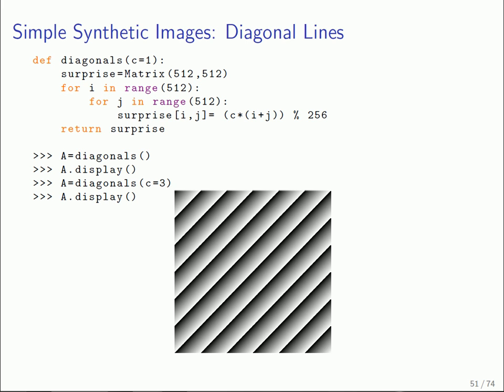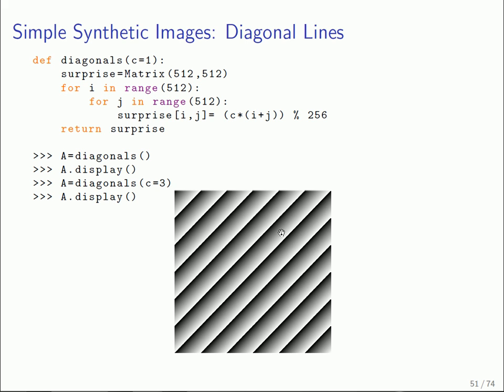So first we do some synthetic images. Here I do two loops, one inside the other, and the pixel at coordinate ij is c, which is some parameter I have up there, times (i plus j) mod 256. So what do you expect? Diagonals will have the same value: if I add 1 to i and reduce 1 from j, I get the same value, so it will be the same blackness. So I get these things, and if c is larger, they are denser. This is nice to play with.